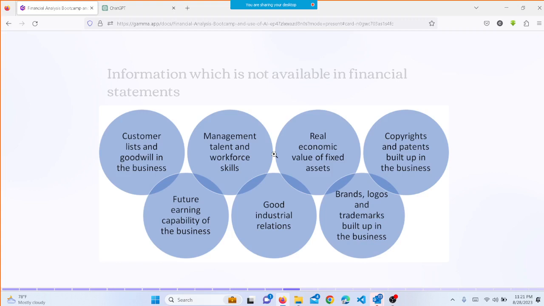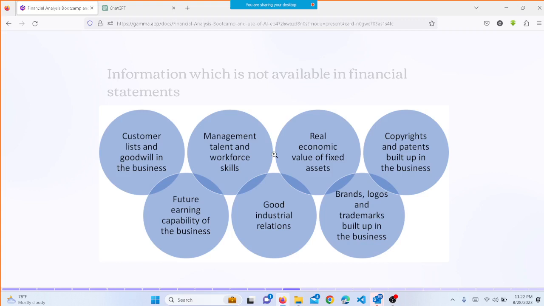The management talent: maybe the company has a superstar salesperson who has been bringing, let's say, 80% of the business. The value of that particular talent is not recorded in the balance sheet or in the financial statement. So if you are investing and you know that after the investment you will lose the person, you may not want to invest in the company. So you have to be careful in looking at those things.